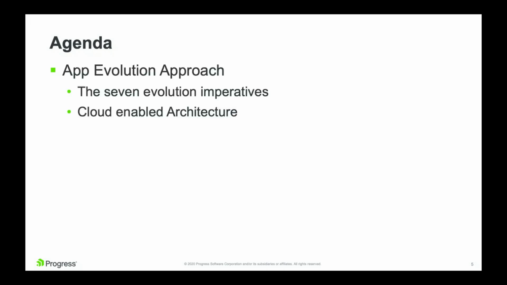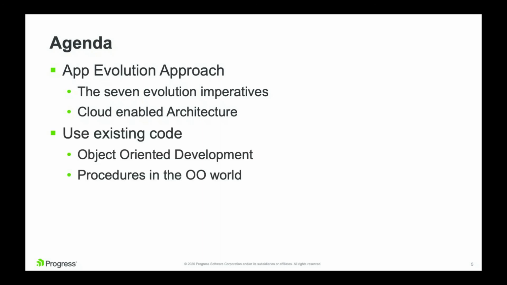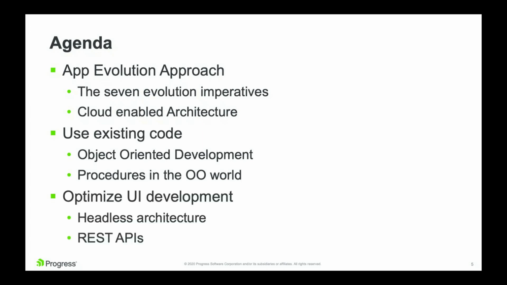We're going to take a look at the state of modern cloud-enabled applications. We're going to see what the 7 pillars of a highly functioning and performing cloud-enabled application are. We will discuss the recommended cloud-enabled architecture that you can achieve with OpenEdge as well. You will see how you can leverage your existing business logic to build highly scalable and testable applications. And of course, we will go into how you can optimize your UI development by leveraging headless architecture design and REST APIs.